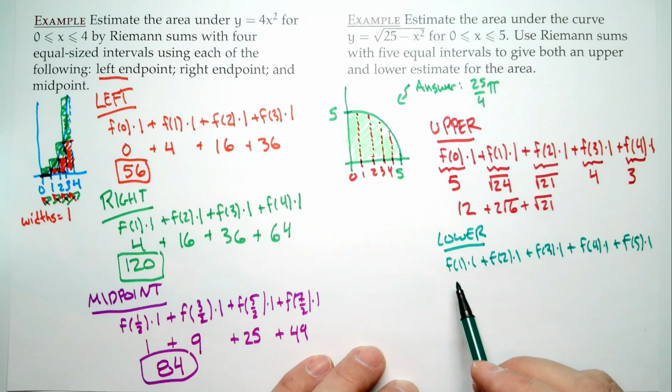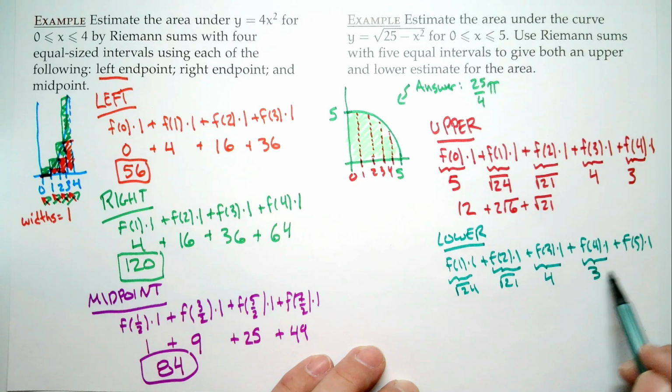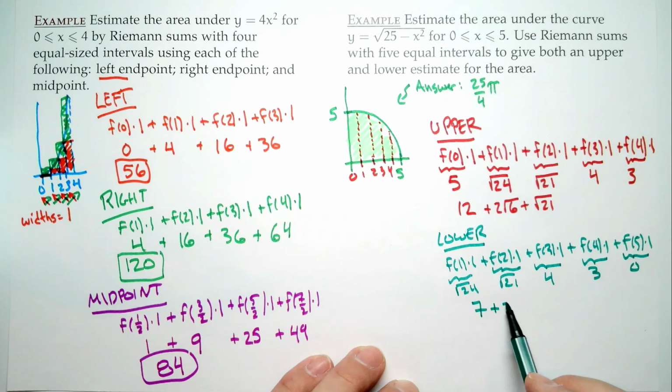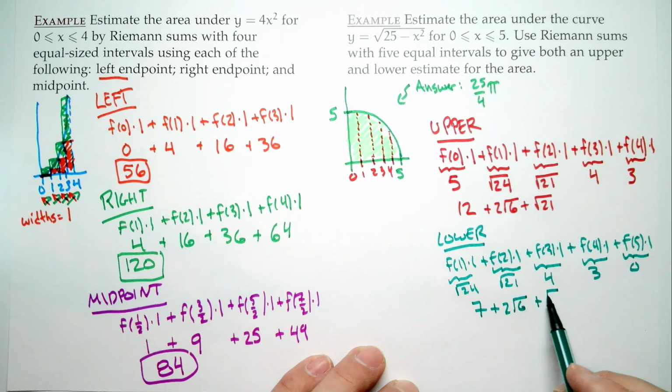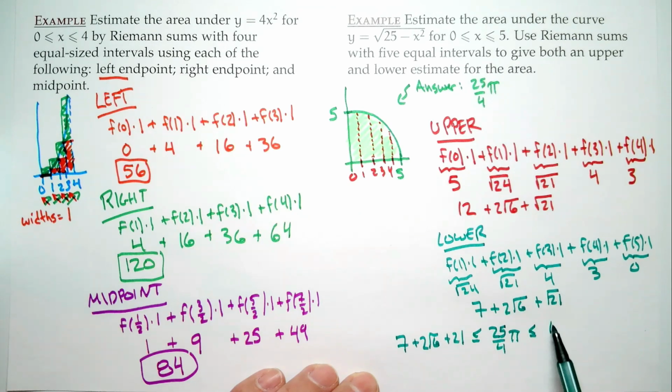Now most of these values are ones that we've already talked about. So the only one that we didn't talk about was what happens when you plug in 5. So what does happen when you plug in 5? 0. So our lower bound is 7 plus 2 times root 6 plus the square root of 21. So we can come to the conclusion that 7 plus 2 root 6 plus root 21 is less than or equal to the actual value, 25 fourths pi, which is less than or equal to 12 plus 2 times root 6 plus square root of 21.